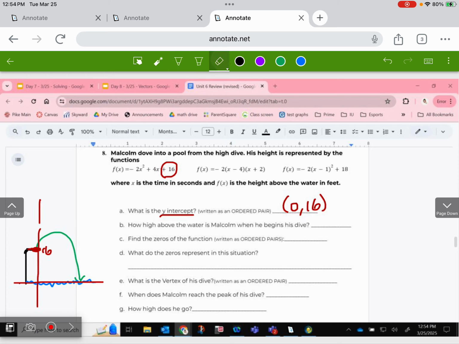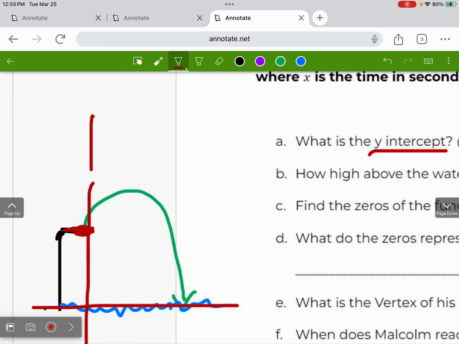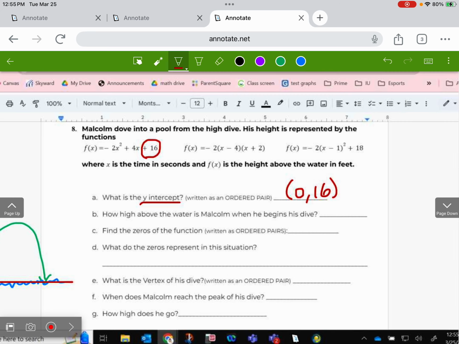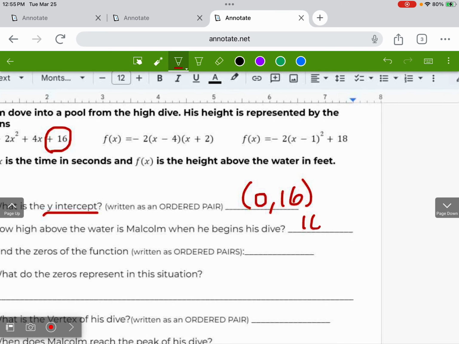There's a trash 16 over here. I'm just going to rewrite that. This is at 16. So that is how high he is when he begins his dive. That is the height of the diving board. He is at 16 feet.